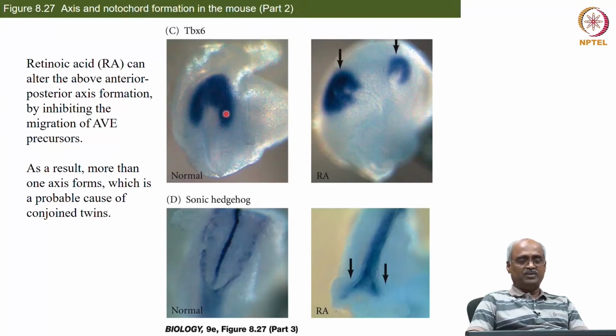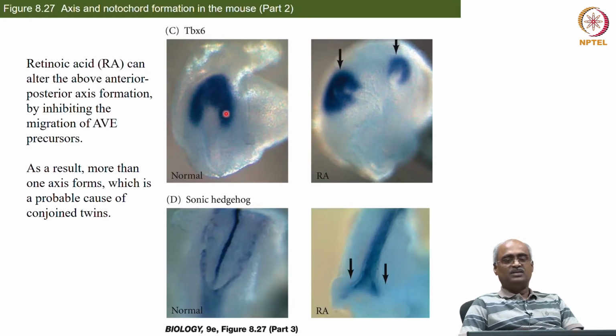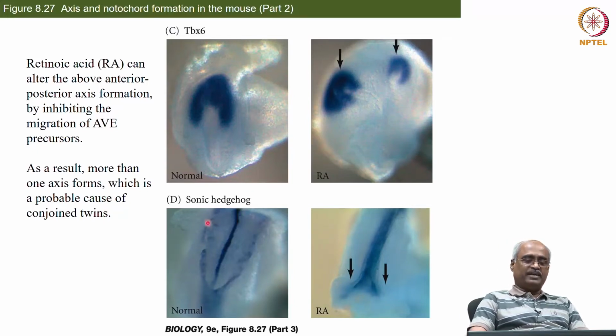And when the embryo is bathed in retinoic acid, that alters this anterior posterior axis formation such that it's duplicated into two axes, one here and one here. Okay, and then you have this kind of TBX expression pattern in this embryo. And another critical signaling molecule, sonic hedgehog, is expressed strongly in the notochord here. And now with retinoic acid application, it gets split into two notochords. Here you can clearly see two structures.